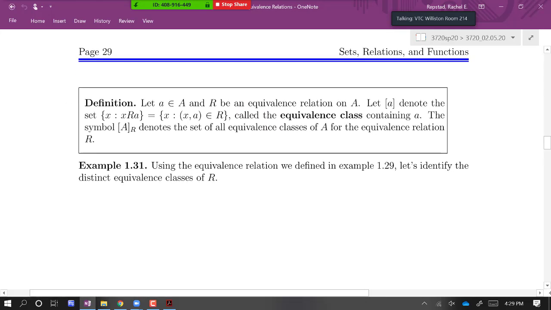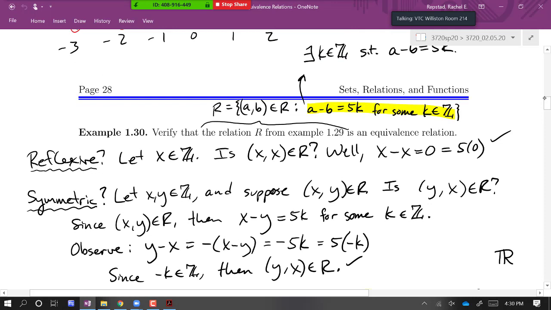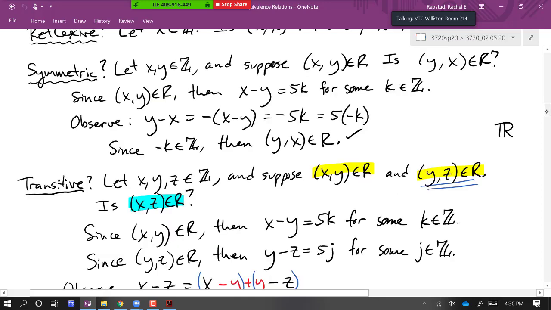So I want to return to the notes. We had been working with equivalence relations, and an equivalence relation is a relation that is reflexive, symmetric, and transitive. We just spent a bit of time showing that this relation on the integers, which we defined by saying A is related to B if A minus B is a multiple of 5, is an equivalence relation.